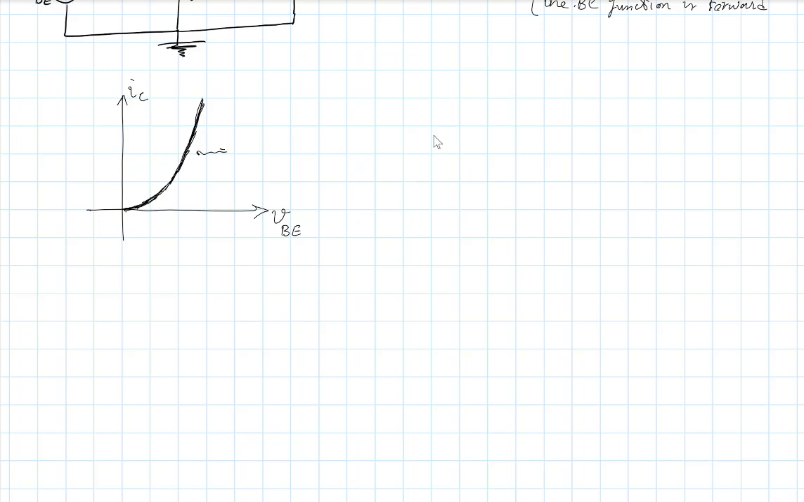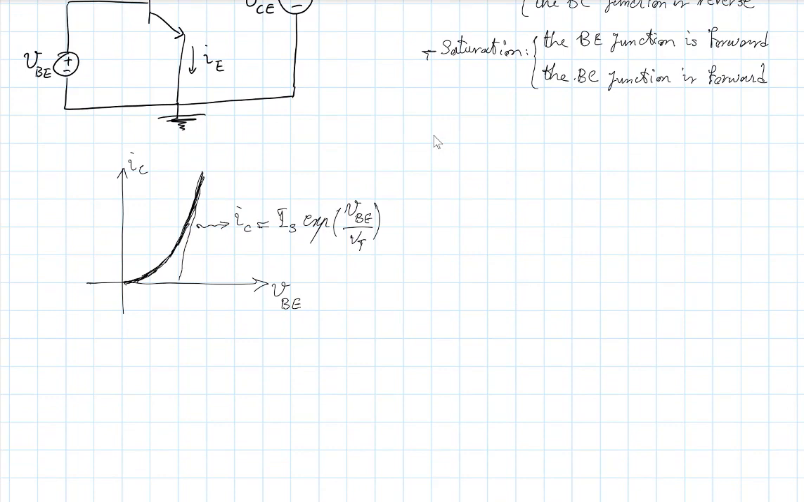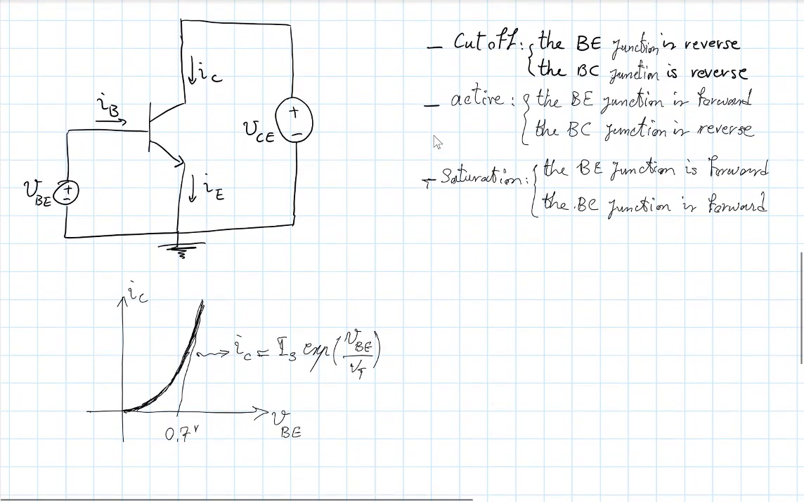So you would call this some saturation current times exponential of VBE by that thermal voltage, which is about 26 millivolts at room temperature. So there clearly you see that by increasing VBE, and this would be your typical 0.7 volts here, by increasing VBE around 0.7 volts, in the active mode, you would increase the collector current.